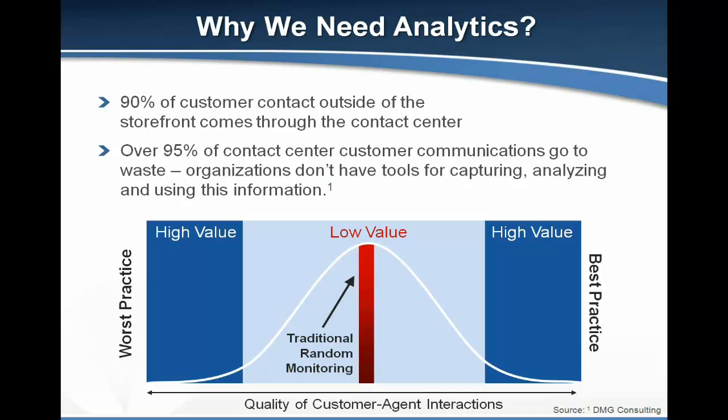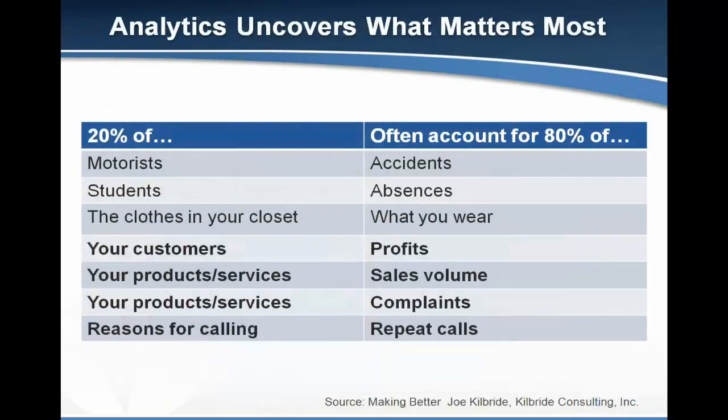What we're looking for and what we're seeing is a big shift towards really trying to identify these high-value interactions, either the worst practice interactions here on the left or the best practice interactions, ones where our top agents are, to learn what they're doing so we can use those processes and those skills that they've attained to train other agents on what our high-performing agents are doing. So that's really what analytics helps us do, is really get to what matters most.